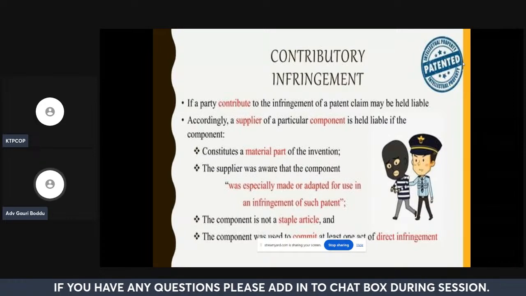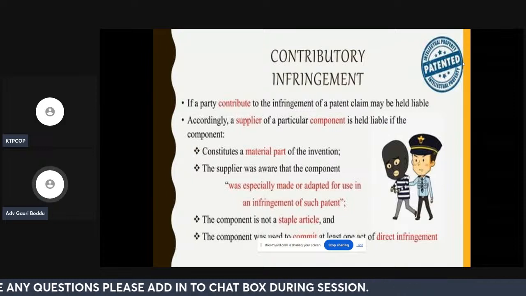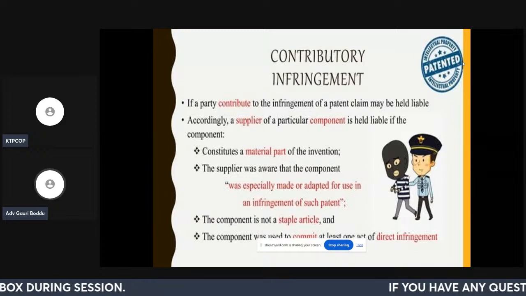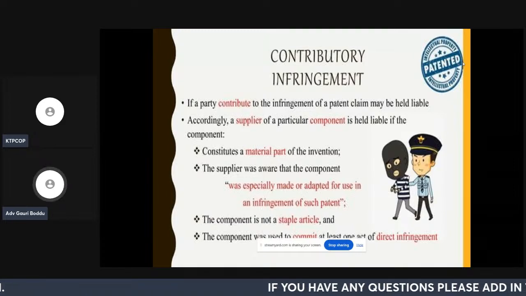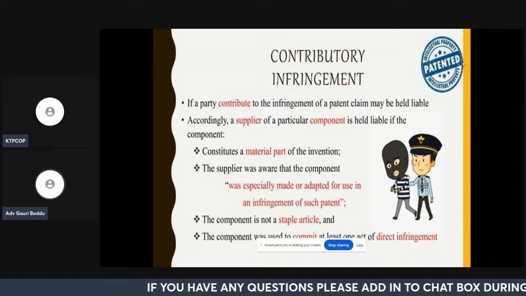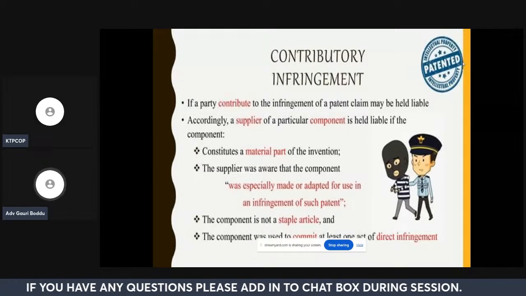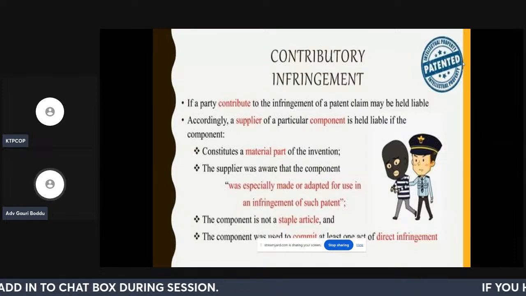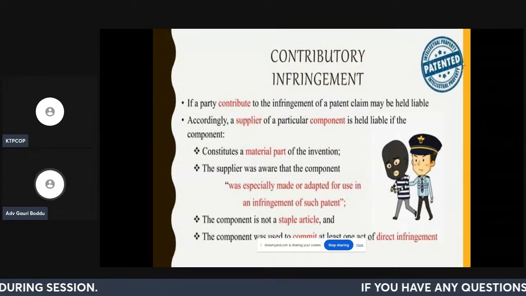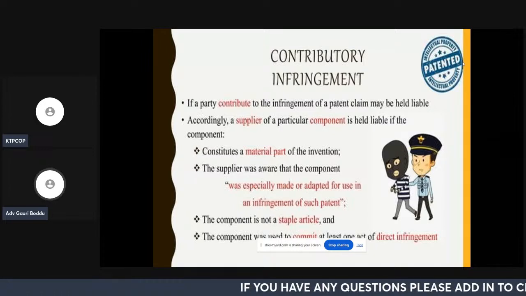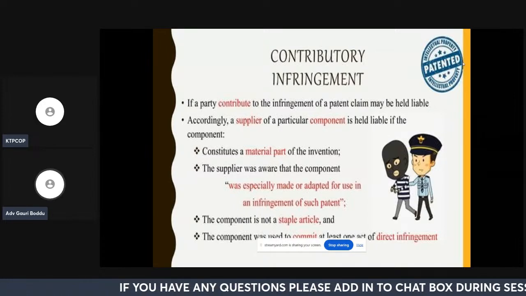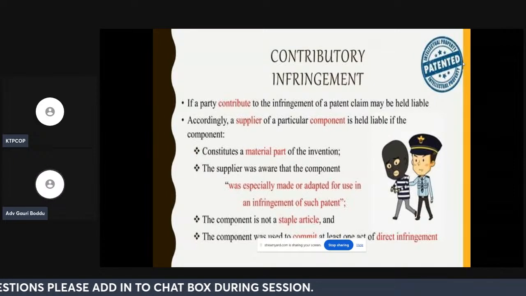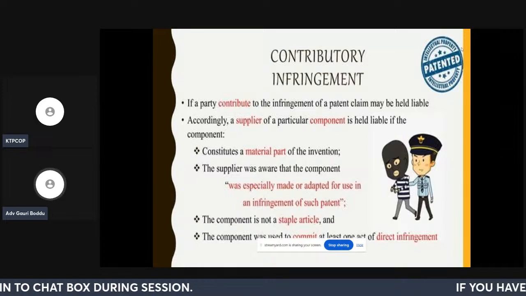An example is that a party offers to sell or supplies a component that is specifically designed for use in a patented invention. Most importantly, he is selling the parts of the patented materials. So now let's see another type of infringement.